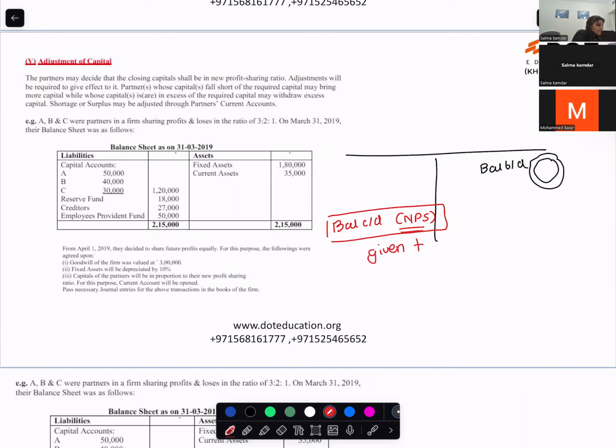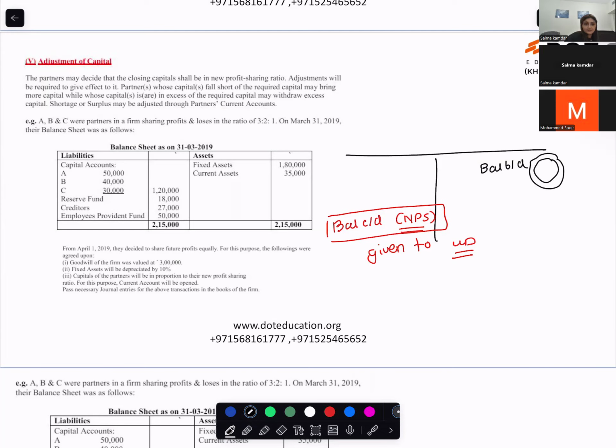This will already be given to us, and whatever is extra, either on the debit side or the credit side, has to be adjusted through an account. Are you with me? So whenever there is a change in the profit sharing ratio, what are the things that happen?